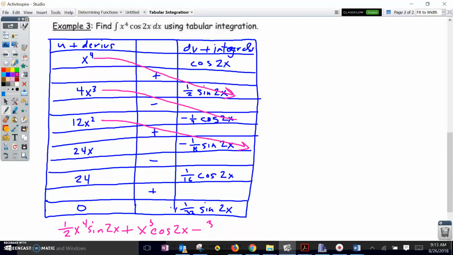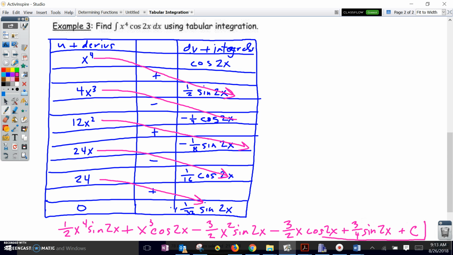On this diagonal, we get a minus 3/2 x squared sine of 2x. Down this diagonal, we get a minus 3/2 x cosine of 2x. And this last diagonal, we get a plus 3/4 sine of 2x. And then my constant of integration. And there's my integral of x to the fourth cosine of 2x.